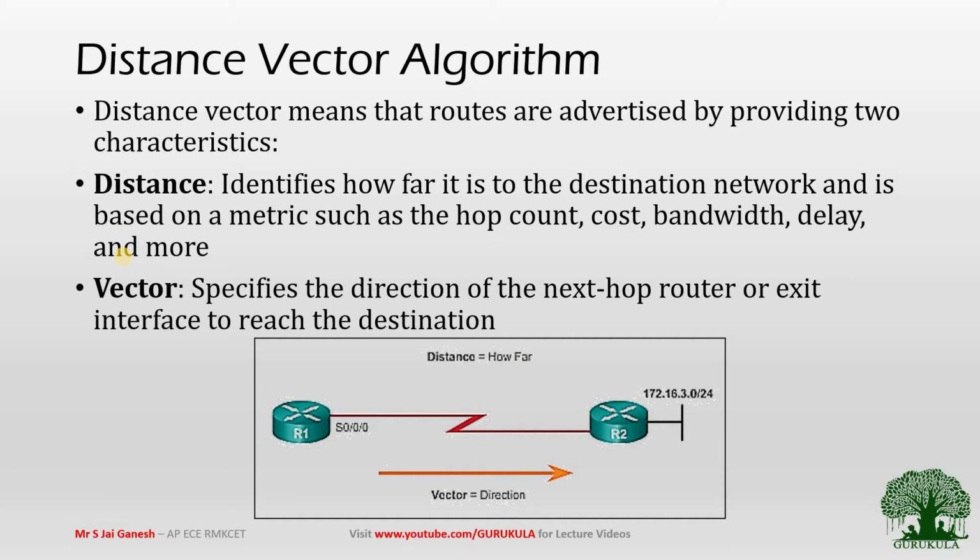And the vector is another parameter that we use in order to compute the routing table of any particular router, whereas the vector represents the direction of the next hop which will lead us to reach the destination. So there are two important parameters which we need to keep in mind. The first one is the distance and the second one is the vector. Distance is how far we need to travel to reach the destination, and vector is in which direction we need to travel in order to reach the destination. These are the two parameters that we take care of while computing the distance vector algorithm.